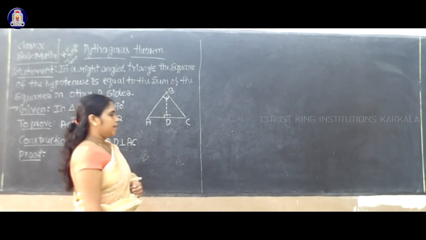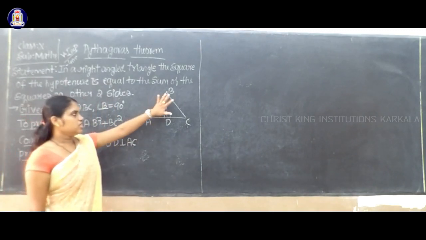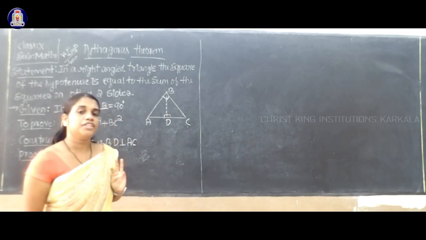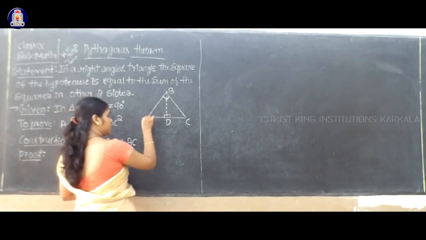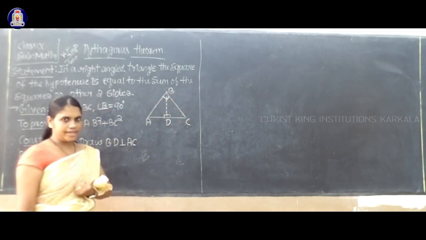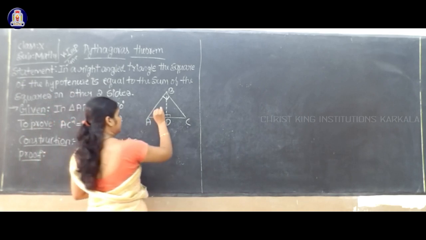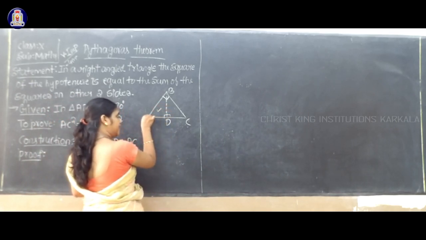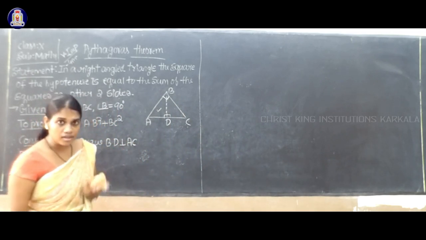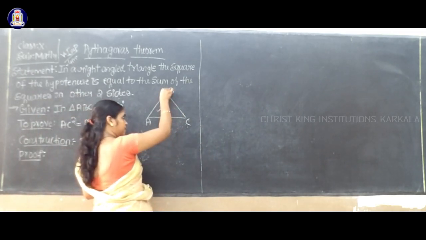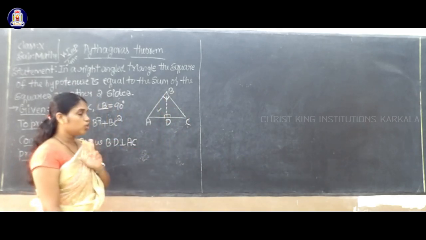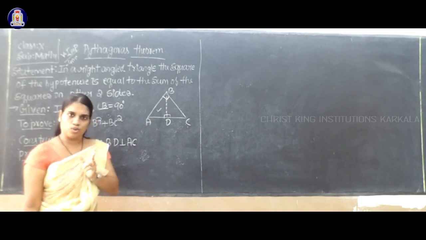Can you observe here? In this figure, you have totally 3 right angled triangles. Which are those? First one is the bigger one, that is triangle ABC. Triangle ABC is the first right angled triangle. The second right angled triangle is triangle ADB. The third right angled triangle is BDC. So totally you have 3 right angled triangles.